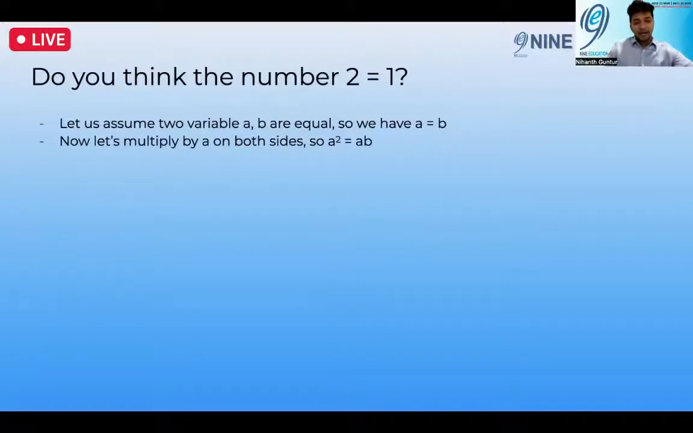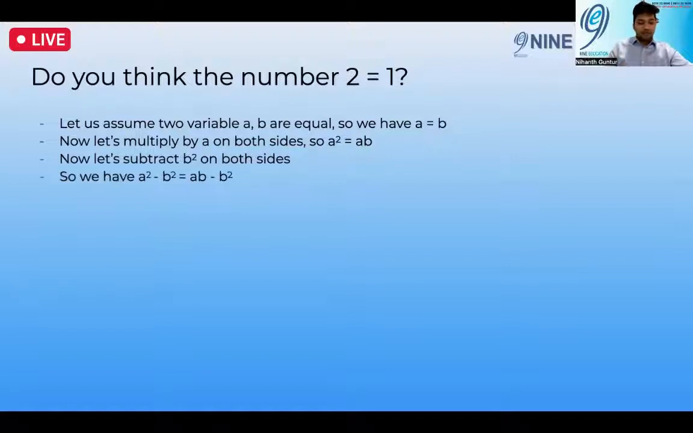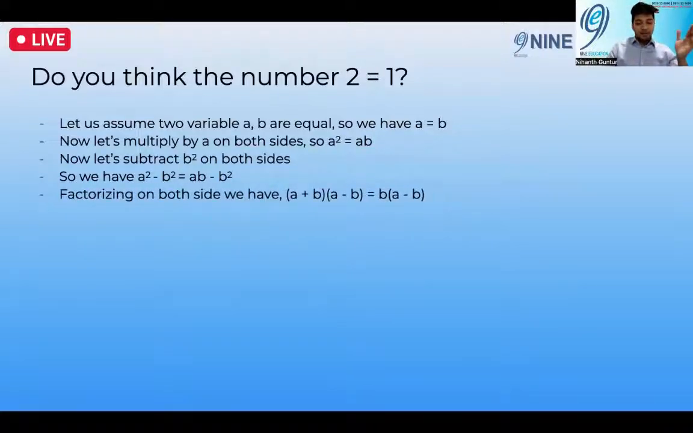Now let's multiply by A on both sides. So on the left-hand side, we are left with A square is equal to AB, right? Because we are multiplying by A on both sides. Now let's subtract B square on both sides. If we do that, we are left with A square minus B square is equal to AB minus B square. Now let's do some basic factorization on the LHS and the RHS. By factorizing both sides, we are left with (A plus B) into (A minus B) is equal to B into (A minus B), correct?